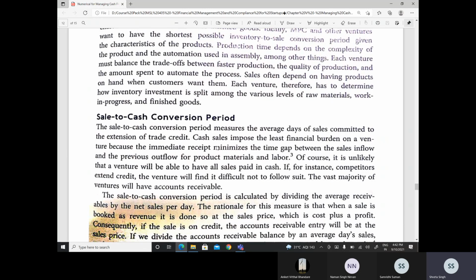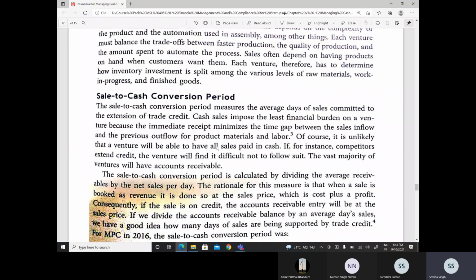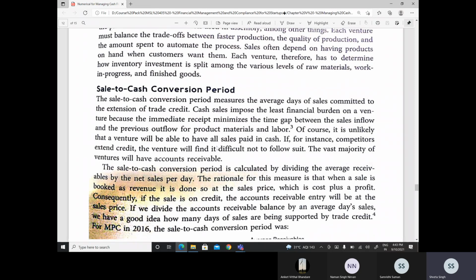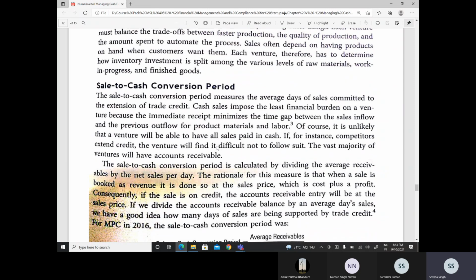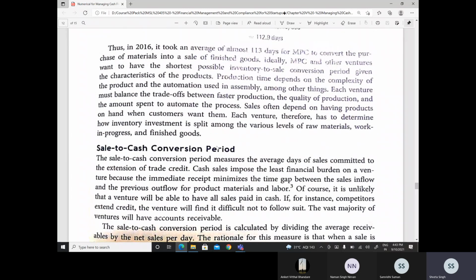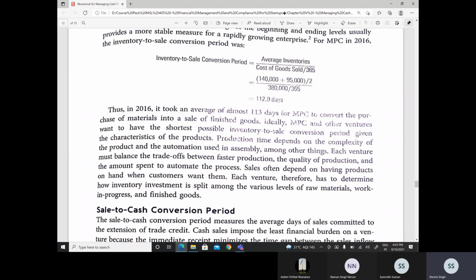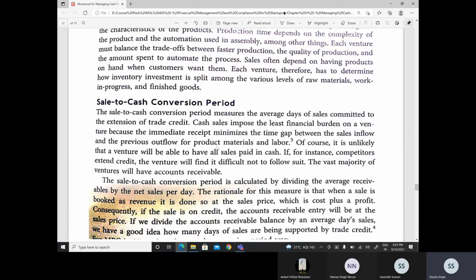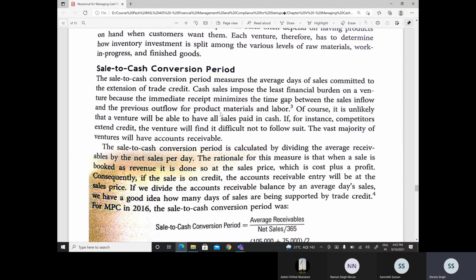Each venture must balance the trade-offs between faster production, the quality of production, and the amount spent to automate the process. Sales often depend on having products on hand when customers want them. Each venture, therefore, has to determine how inventory investment is split among the various levels of raw materials, work in progress, and finished goods. Okay, so this is the first, which is called inventory conversion or inventory to sale conversion period. Then we have the sale to cash conversion period, which is basically the collection of the credit sales.